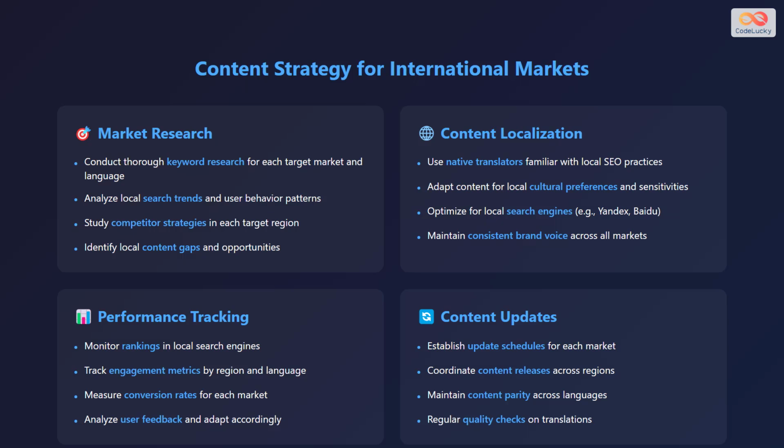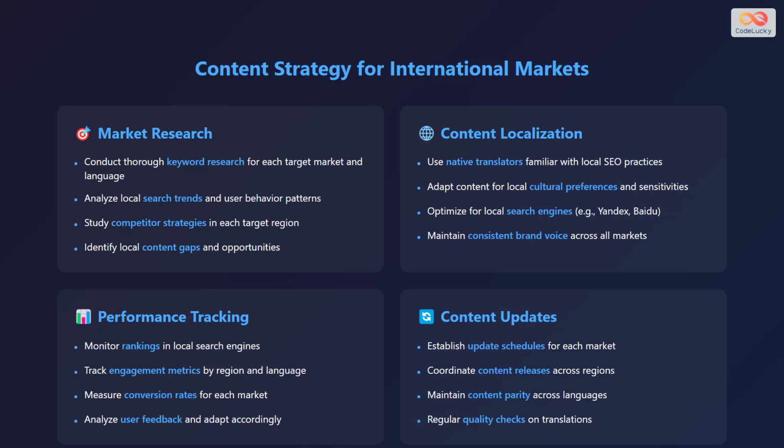Secondly, content localization is very important. It involves using native translators who are familiar with local SEO practices, adapting content for local cultural preferences and sensitivities, optimizing for local search engines, like Yandex or Baidu, and maintaining a consistent brand voice across all markets. It helps you create content that feels authentic and relevant to each local audience.